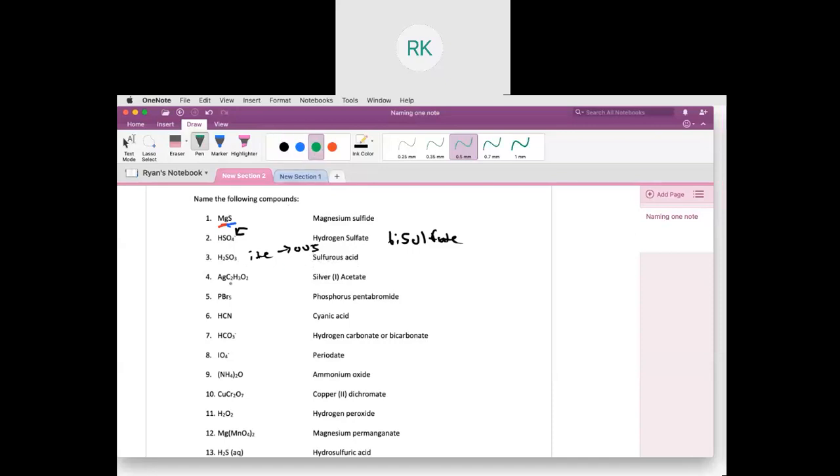Okay, moving on to the next one. Ag is silver, but it's a transition metal. We should theoretically solve for its charge, which I have written as 1. How do I know that?